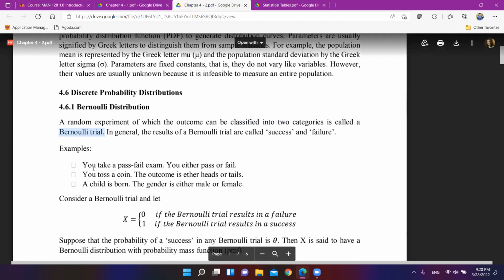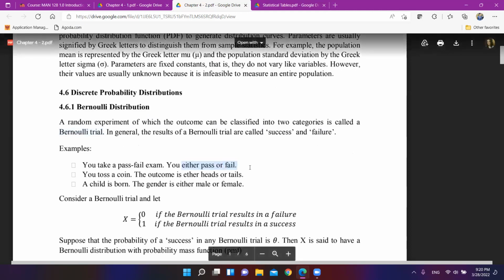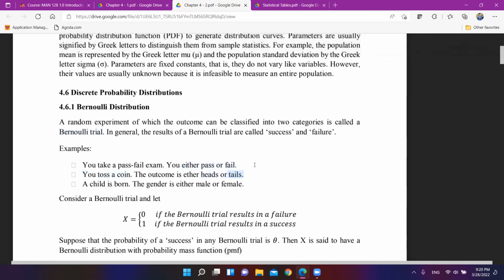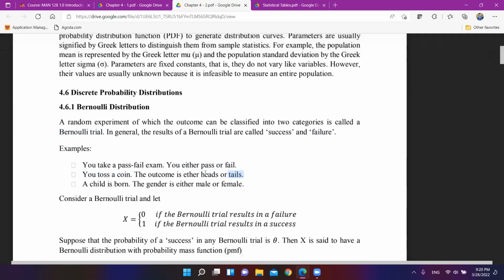Examples: you take a pass-fail exam, right? You either pass or fail, that's it. Only two outcomes. You toss a coin, outcome is either head or tail. You cannot get both, you cannot get none of those, right? You have to either get a head or a tail. Child is born, the gender is either male or female. So something like that, okay?